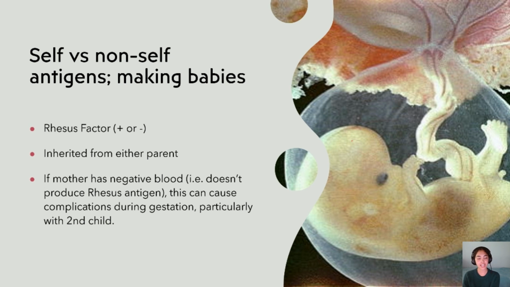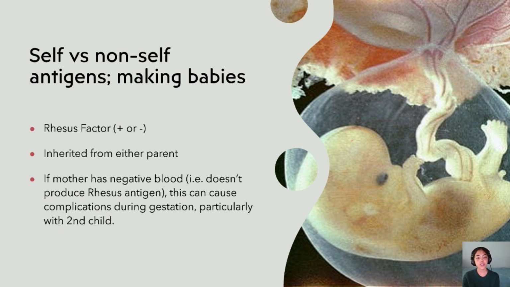Just to have a look at some of the implications of antigens, we've got something here called a rhesus factor. You know how you might be AB positive or AB minus in terms of blood type? Well, this rhesus factor, you either do have it or you don't. That's why you've got A positive or A minus when it comes to our blood types. This is inherited from either parent.